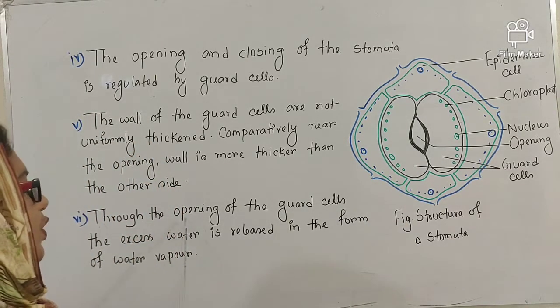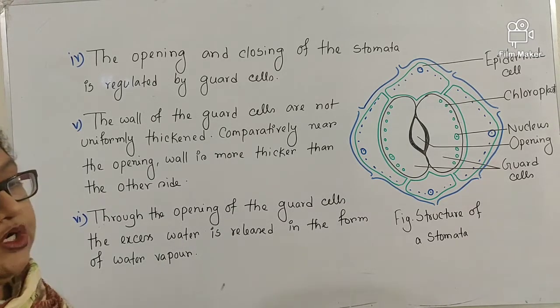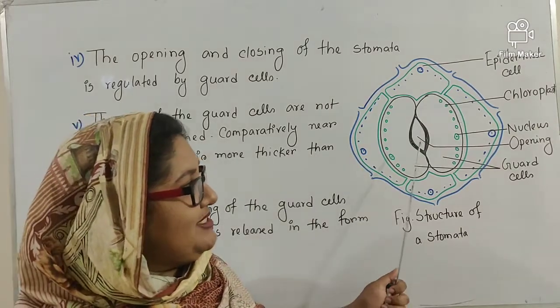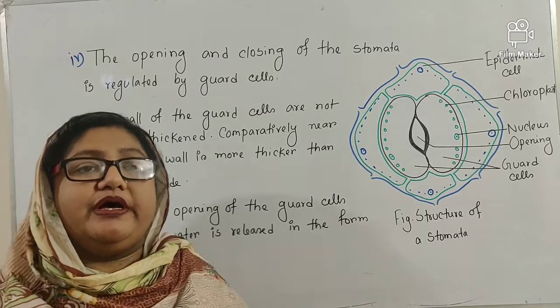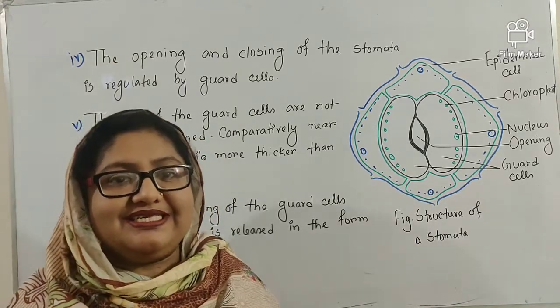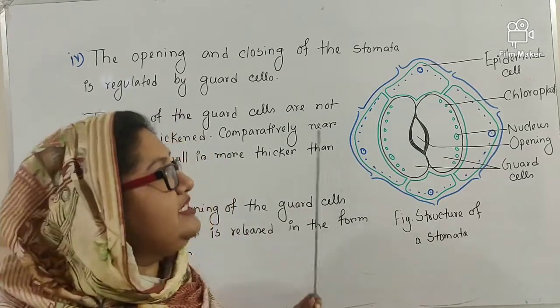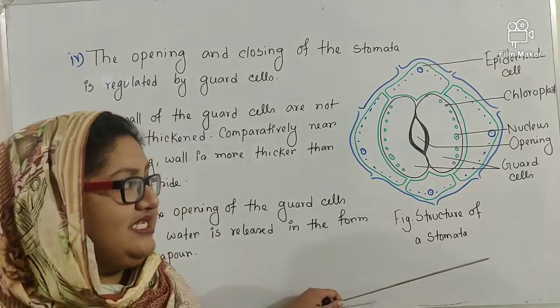Next, through the opening of the guard cells, the excess water is released in the form of water vapor. So my dear students, this is the opening through which the excess water from the plant body is released in the form of water vapor, and this is transpiration. So this is all about the structure of stomata, and this is the diagram.